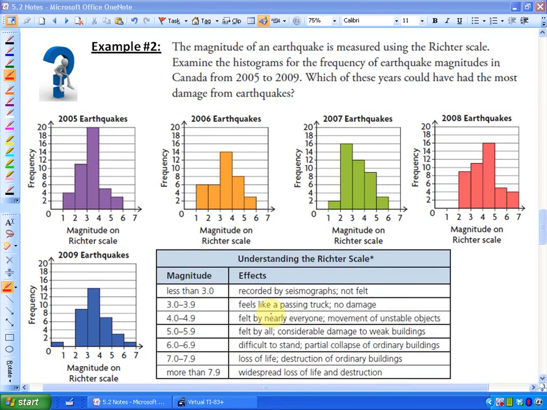All right, we're going to continue looking at 5.2, which is titled Frequency Tables, Histograms, and Frequency Polygons. In other words, how do we sort information or data and put it into a bar graph or a line graph? In this one, we're going to actually interpret bar graphs.